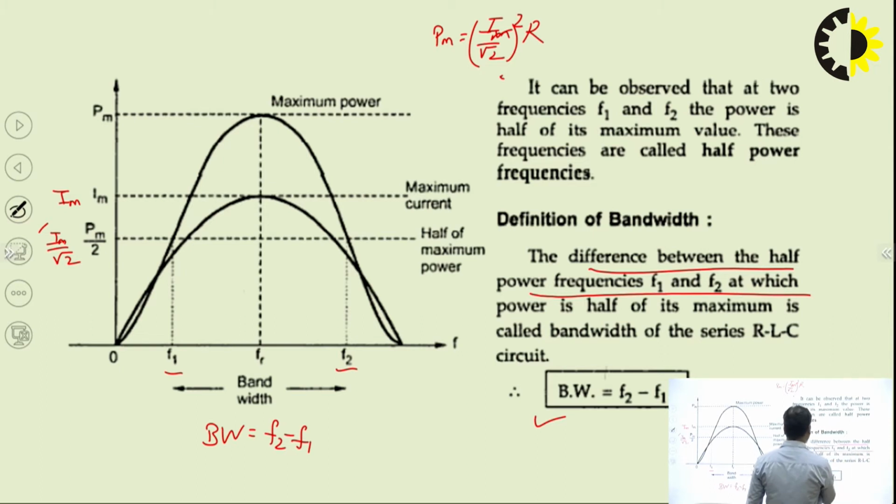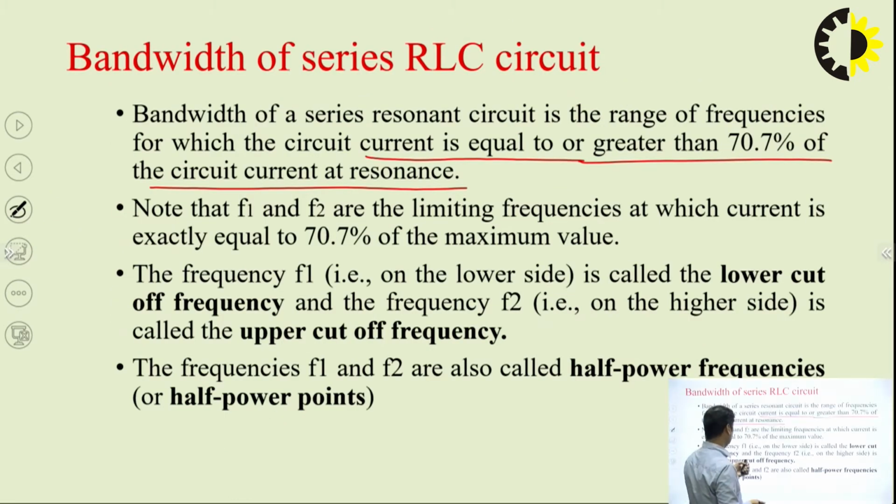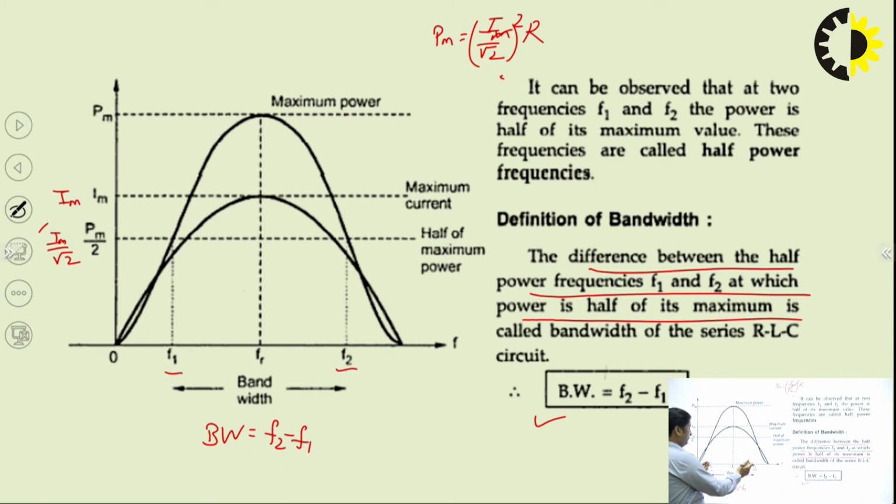So simply you can define the bandwidth as the difference between the half power frequencies F1 and F2, at which the power is half of its maximum, because at this point the power is almost equal to half and the value of current is 0.707, that is 70.7% of the maximum. So between these two frequencies, the value of current is more than 70.7%. That's why this type of circuit is also called the acceptor circuit.